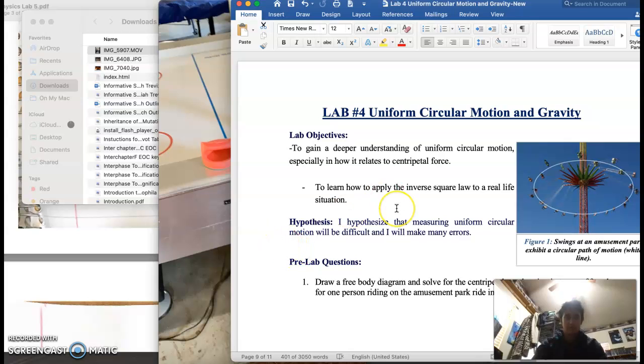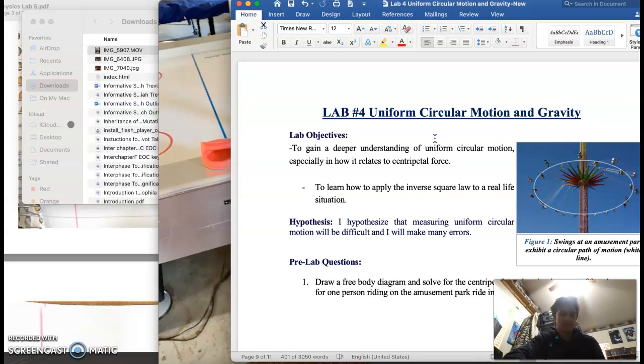Alright, here we go. This is the Lab 4 Uniform Circular Motion in Gravity online video write-up. For our lab objectives, I came up with to gain a deeper understanding of uniform circular motion, especially in how it relates to centripetal force, and to learn how to apply the inverse square law to a real-life situation.